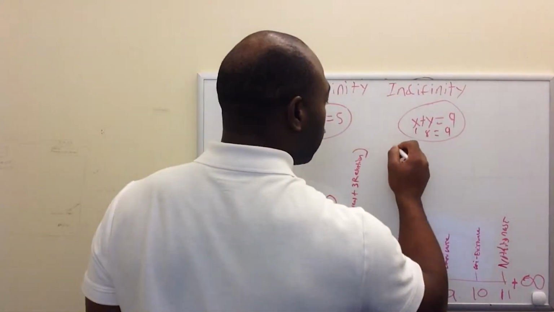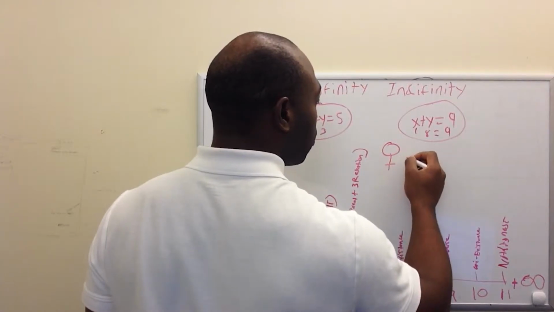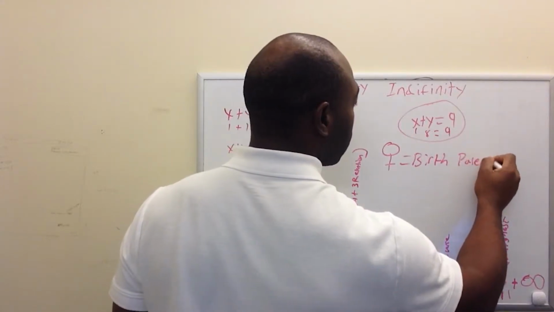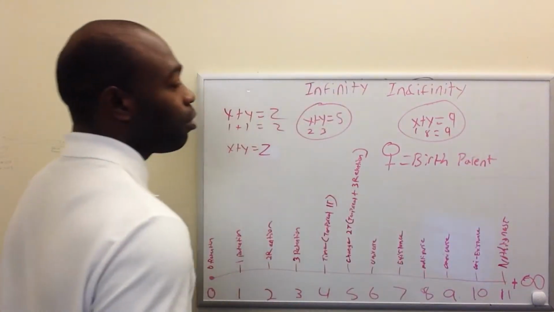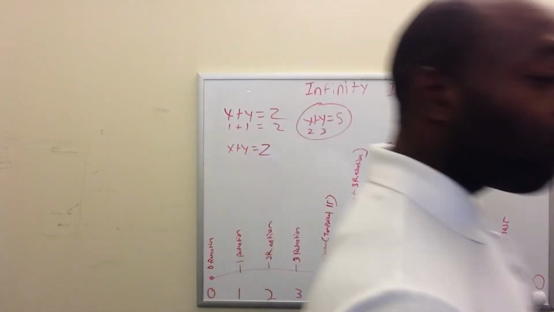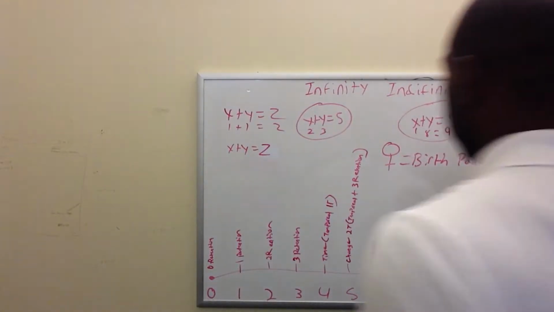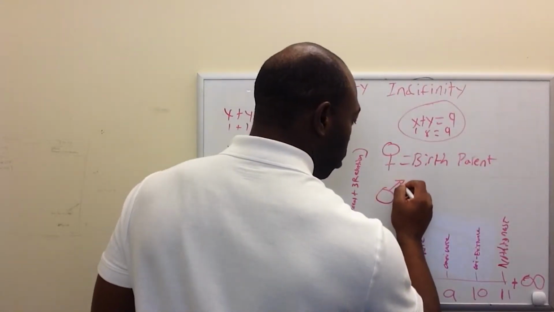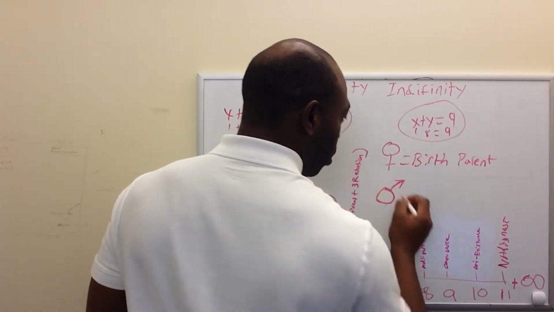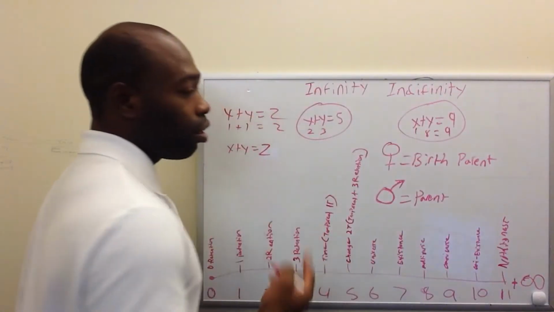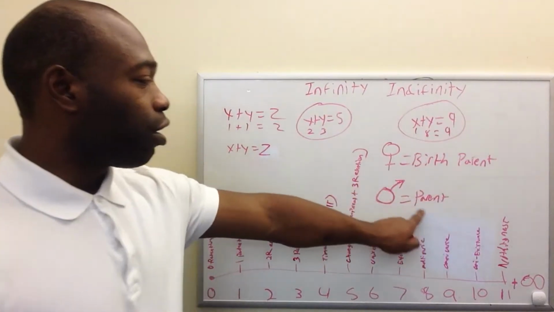So this symbol equals birth parent. And parent is probably not spelled right. This symbol equals birth parent. So the other symbol equals parent. Just to keep this simple, right? So this symbol equals birth parent, this symbol equals parent.